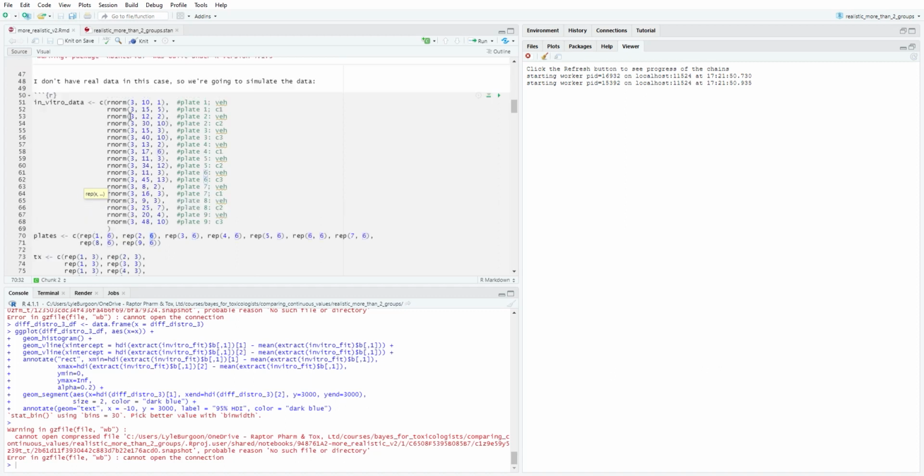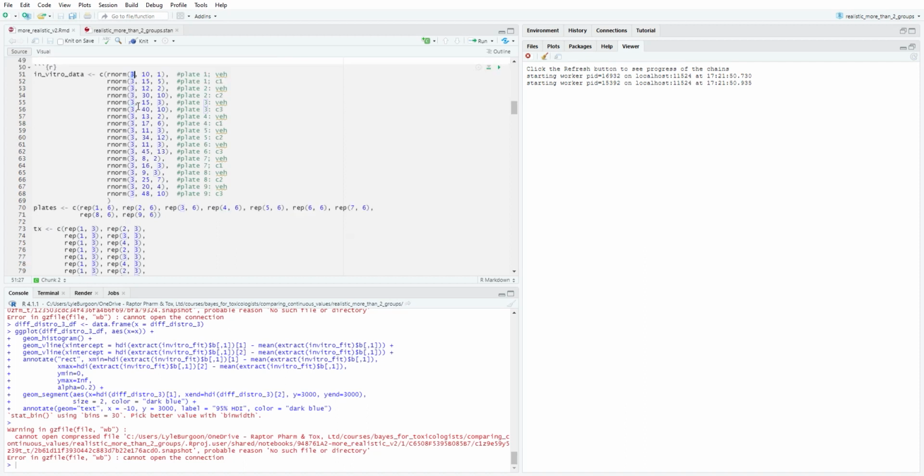And again, the reason why we're doing that is because in this in vitro data, the first 3 elements of the vector is vehicle, vehicle, vehicle on plate 1. So plate 1, plate 1, plate 1, and then 1 micromolar on plate 1. Plate 1, plate 1, plate 1. So that's what this is saying.